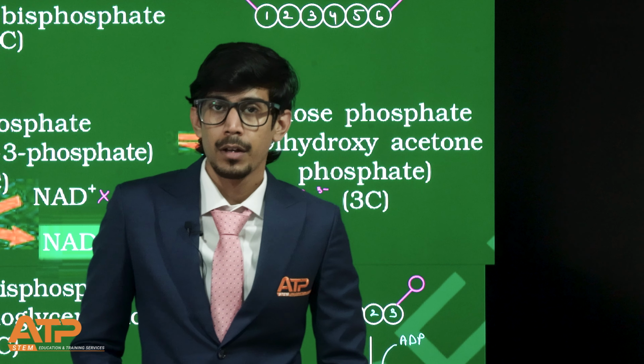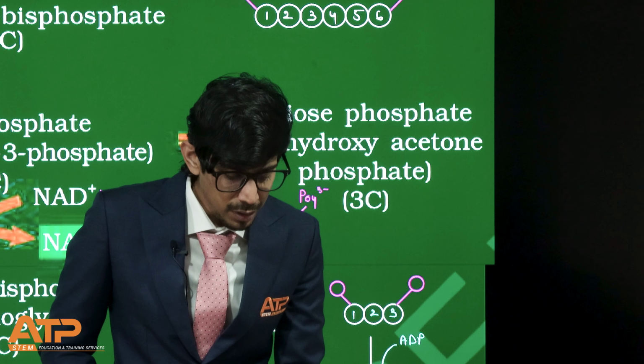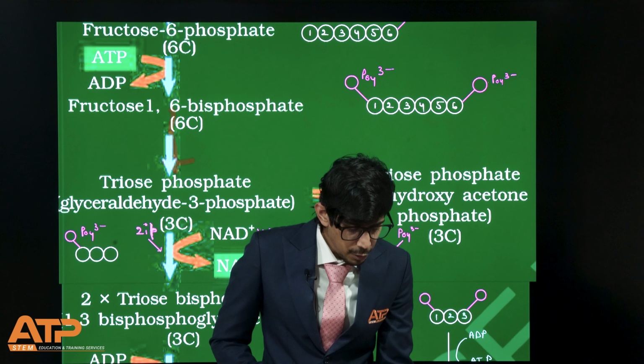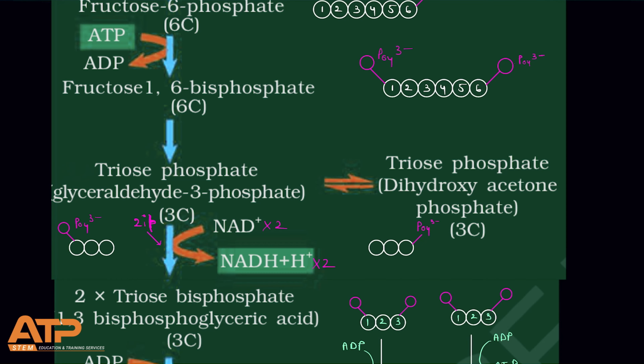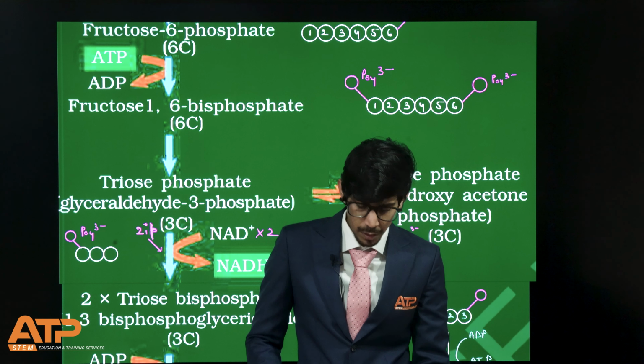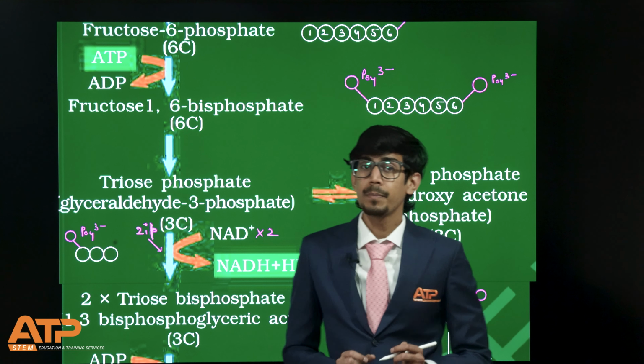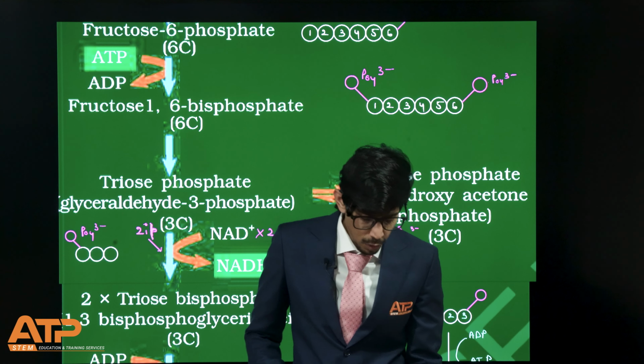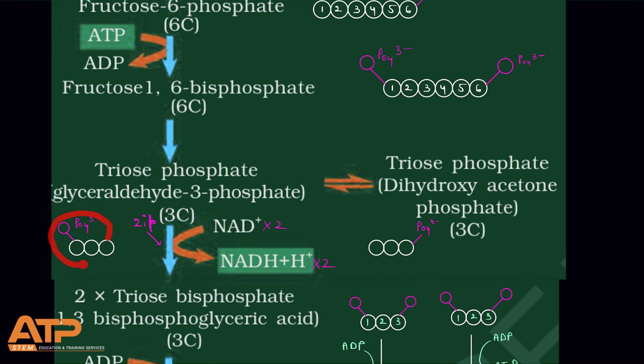which means that after this step you will get two molecules of triose phosphate. Which one? Glyceraldehyde 3-phosphate, because this one will also convert into glyceraldehyde 3-phosphate. This is how it looks: 3 carbon atoms and a phosphate here, 3 carbon atoms and a phosphate here. Clear? Now the next step becomes super important, because this compound is going to get one more phosphate added.